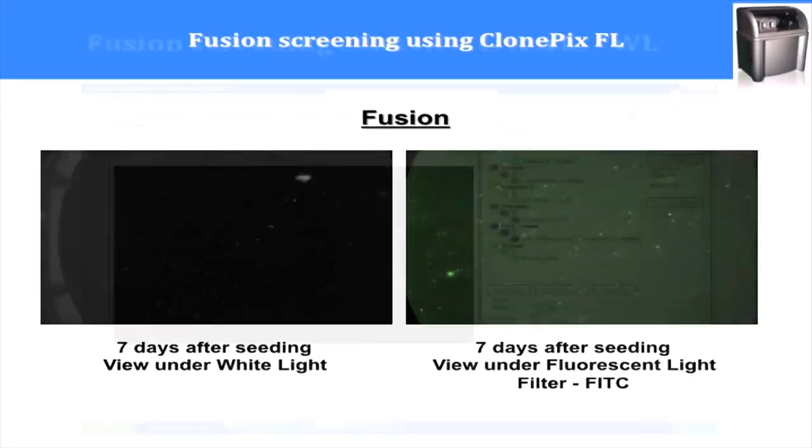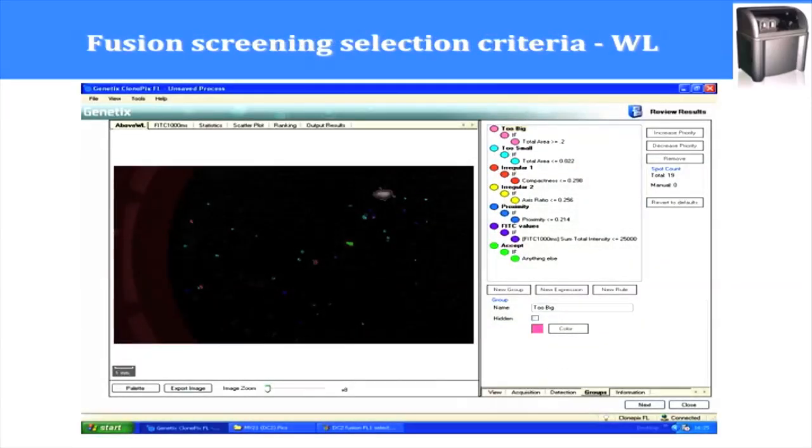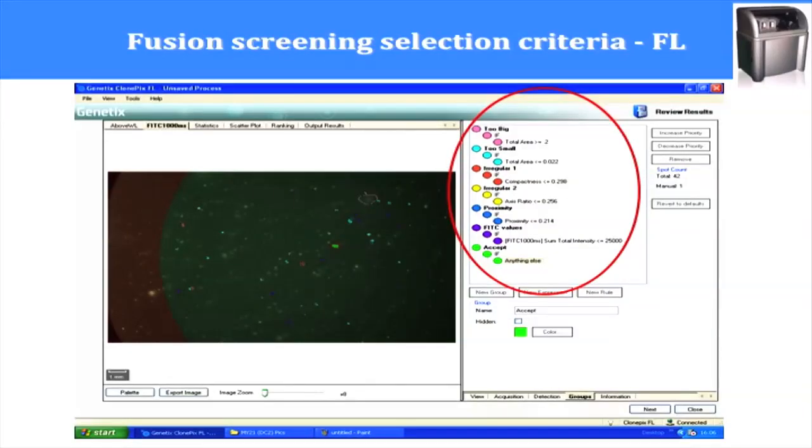So this is the same image here. We have one green, which means that's the clone that we wanted. The parameters we're looking at here are the size, either too big or too small; irregularity, which is composed of either compactness or roundness; proximity, which is the distance; and the phase value, which is the fluorescent intensity. You can see from the numbers that we care about the area, so we don't want things to be too small for a fusion because that could be a dead cell or it could be a B cell.